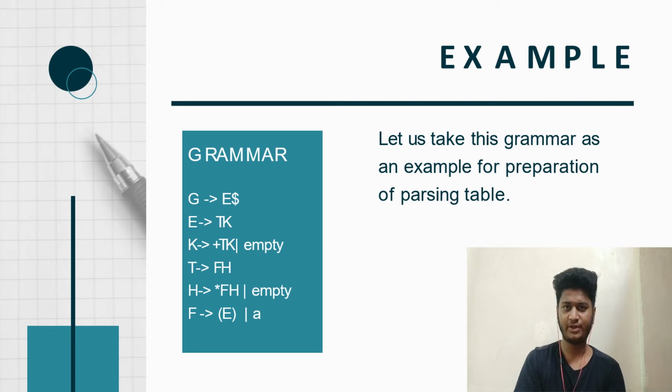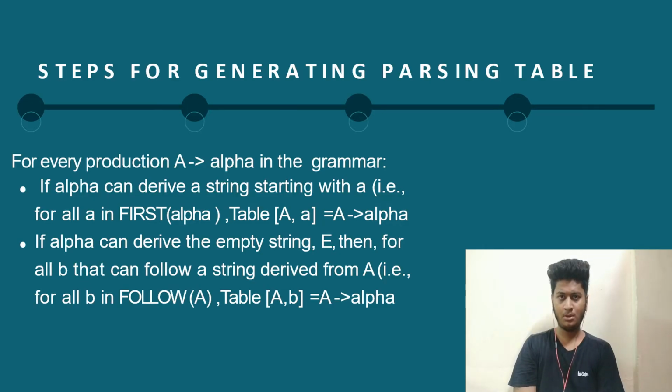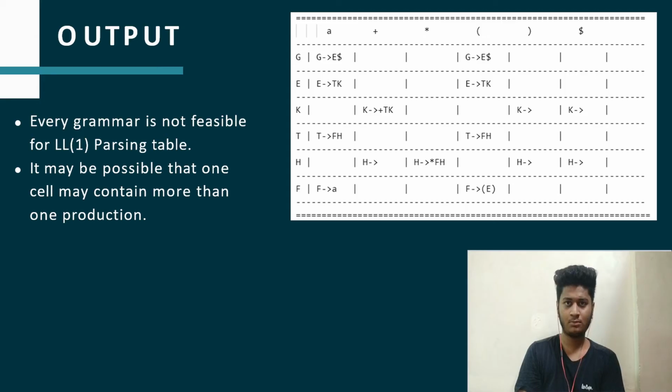Now let us take this grammar as an example for making the parsing table. Before generating the parsing table, these are some of the steps that will help us. The first step is to create the first and follow table. First and follow is explained in the earlier slides. Let us consider every production A gives alpha. Alpha can derive a string starting with a, that is, for a in first of alpha. If alpha derives an epsilon string, then for all b in follow of A, put the production A gives alpha.